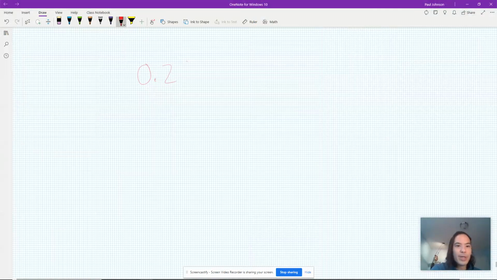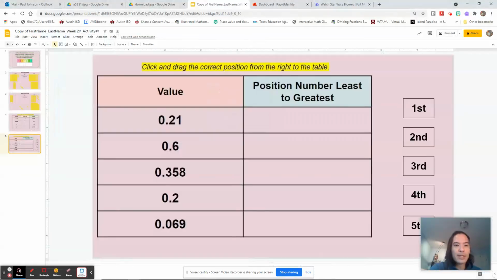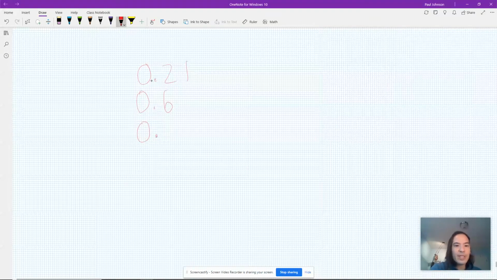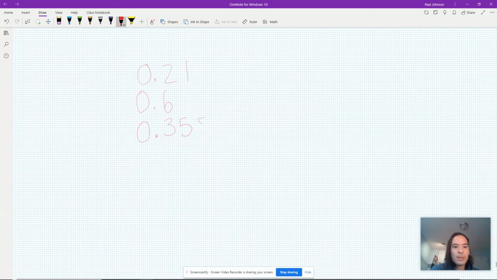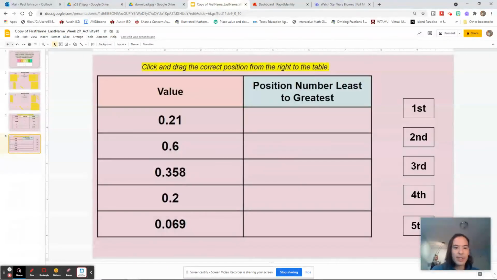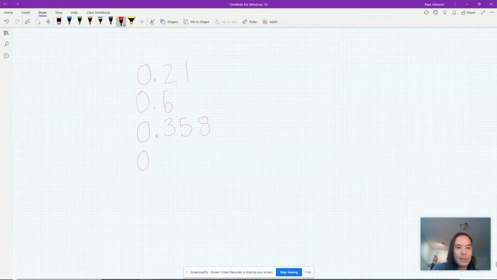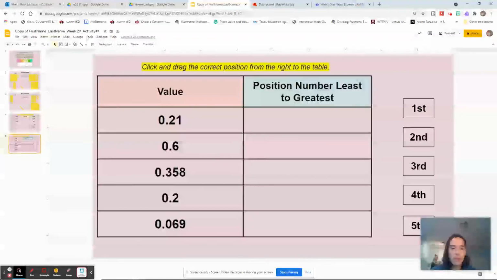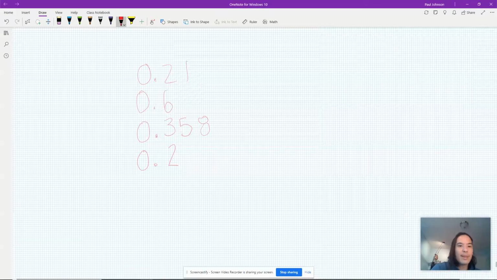So here's 21 hundredths. Next one, 6 tenths. Next one, 358 thousandths. Next one, 2 tenths. Next one is 69 thousandths.